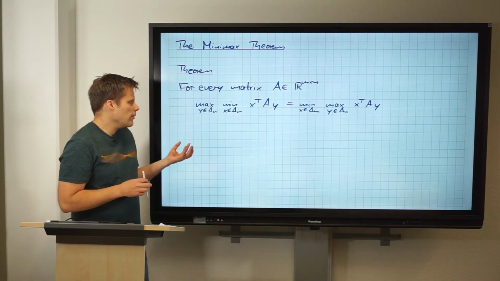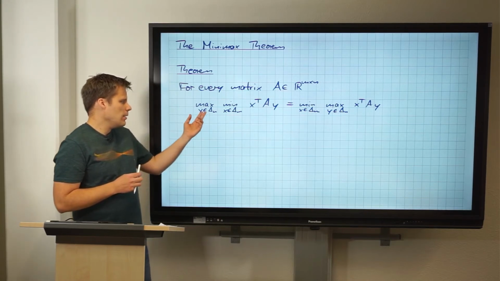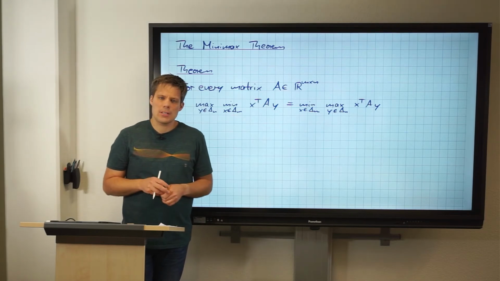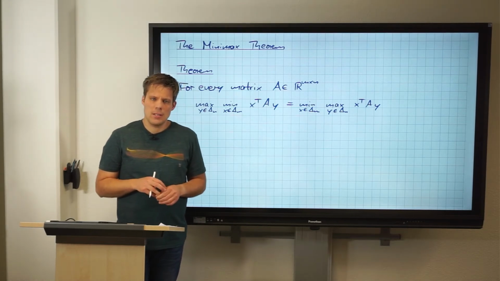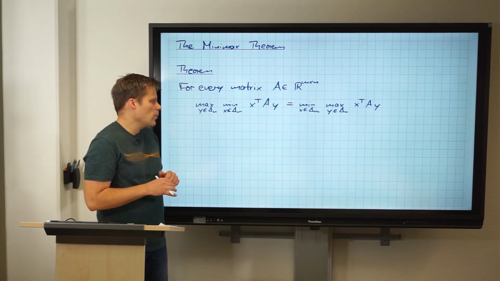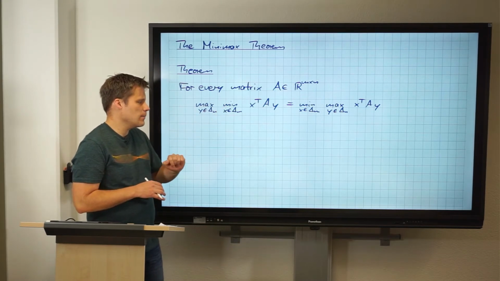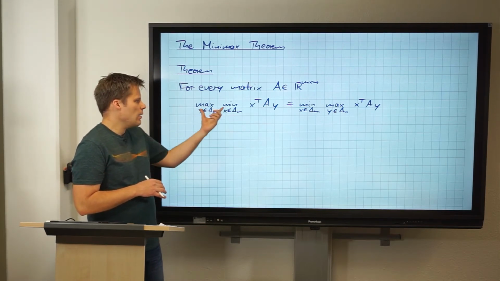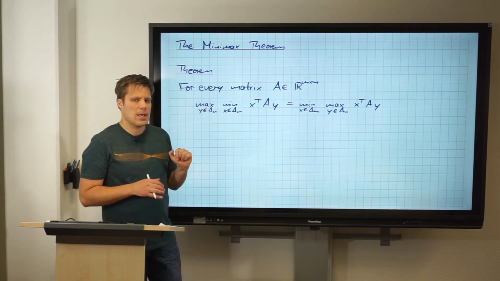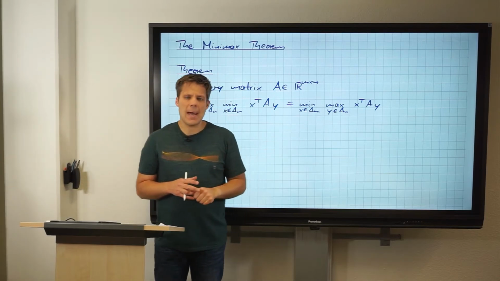So I hope you recall that the column player, the one choosing this y, was trying to maximize the transfer, whereas the row player was trying to minimize this. So this is why we have a max and a min here. And now the statement of the theorem is that it doesn't matter whether we have the max-min or the min-max here.